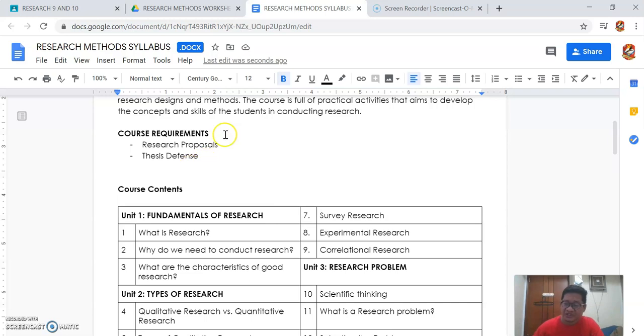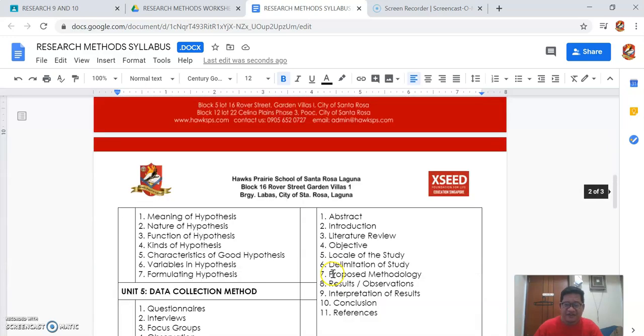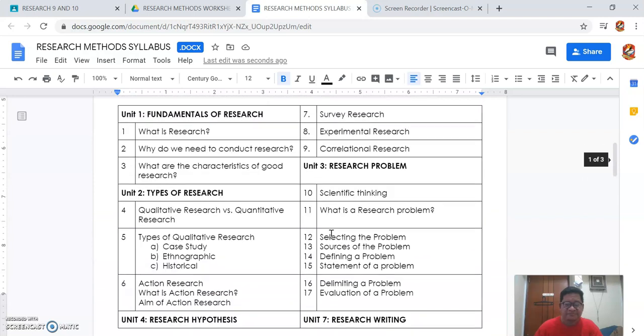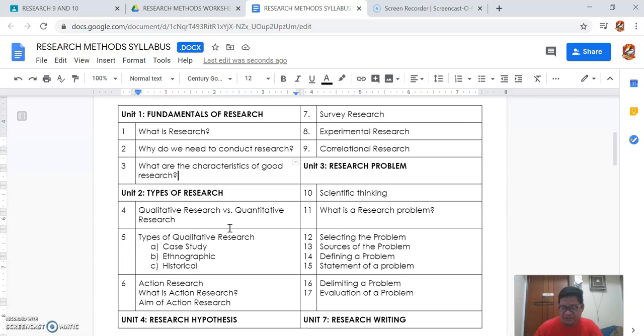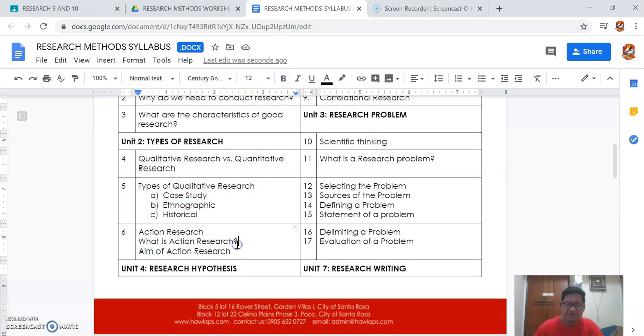What are we going to study in this topic? So we have actually seven units, all right? And the first unit is about fundamental of research, and this is what are we going to do? What are we going to discuss? The types of research. So we're going to discuss all of this.